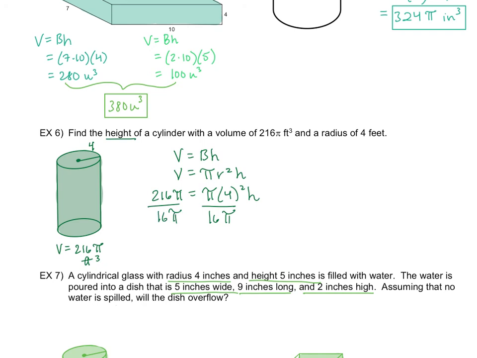Now keep in mind what happens, right? This cancels out on the right side. But here we can do 216 divided by 16. And when we divide pi by pi, they just cancel out. So when I put this in my calculator, I end up getting 13.5. And then we know on the right side, h is isolated. It's already alone. So I know that's my measurement.